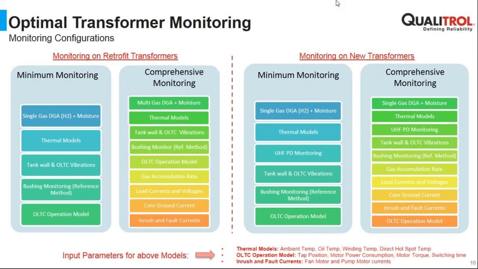Yes, definitely. That's why we have put it here on our minimal and comprehensive monitoring. Tan delta is similar to the power factor, and there are multiple solutions available in the market which monitor tan delta or power factor of the bushing. Majorly, there are two different methods. One is measuring the relative value of the power factor and tan delta, and another method is the reference method, which measures the absolute value. So here we are saying that you need to go for the absolute measurement of the tan delta or power factor.